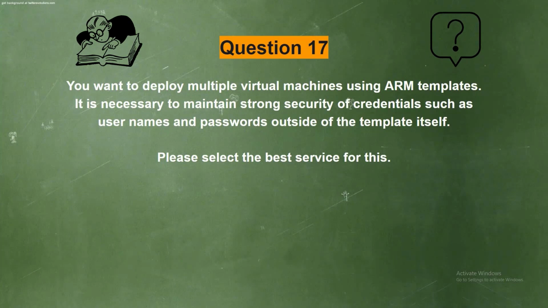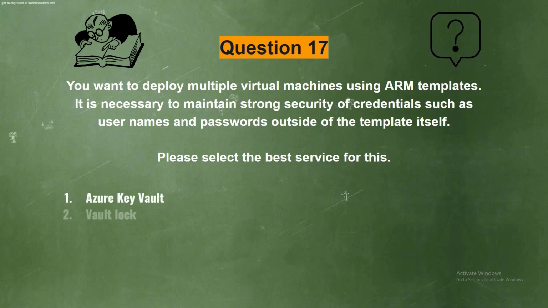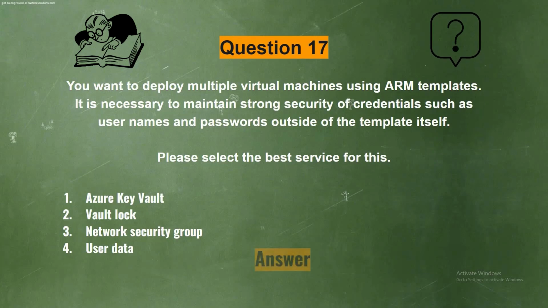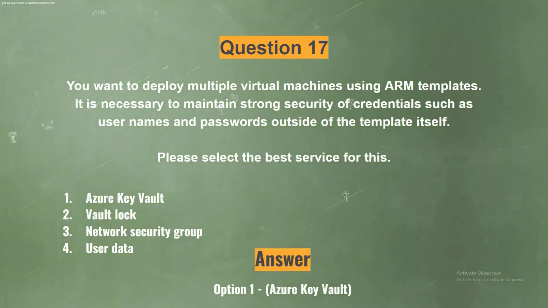Question 17. You want to deploy multiple virtual machines using ARM templates. It is necessary to maintain strong security of credentials such as usernames and passwords outside of the template itself. Please select the best service for this. Option 1. Azure Key Vault. Option 2. Vault Lock. Option 3. Network Security Group. Option 4. User Data. And the answer is option 1.